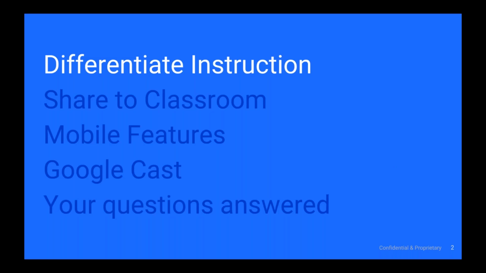So we're going to cover a couple different things. We're going to cover how to differentiate instruction using some of the features of Google Classroom, something that just came out a couple weeks ago. We're also going to show you the extension Share to Classroom, and I'll actually demo how you can push web pages out to students and they can push web pages back to you. We'll talk a little bit about the mobile features because they're a little bit different than the desktop or the Chromebook feature. And I'll also take you through setting up Google Cast for your class.